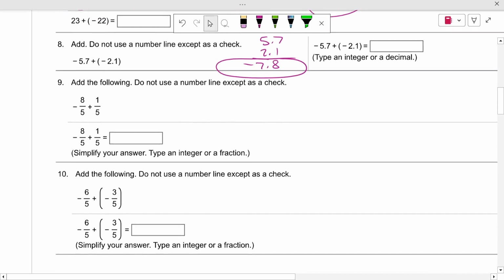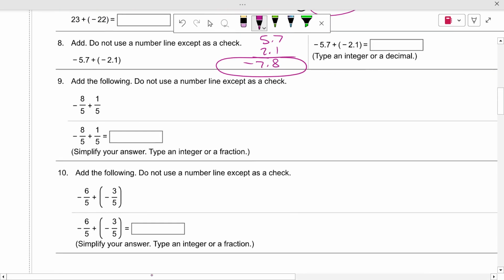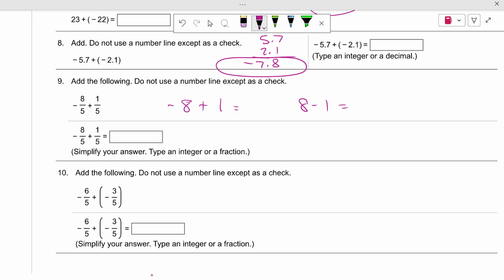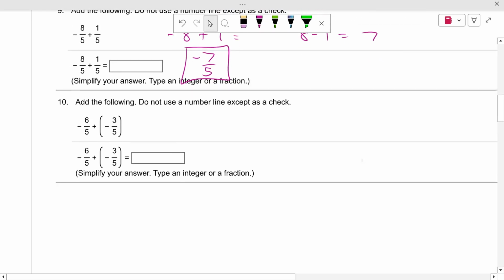When we get to fractions, add the tops, leave the bottoms alone. So negative 8 plus 1 is 8 minus 1, which is 7. Keep the sign of the bigger one, so it's negative 7/5. You leave it as 7/5. You do not change it to 1 and 2/5. Leave it as an improper fraction.